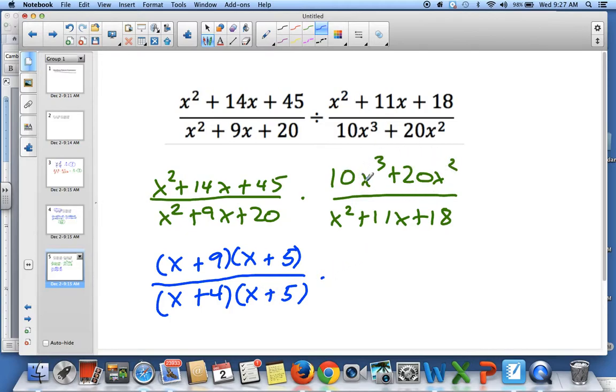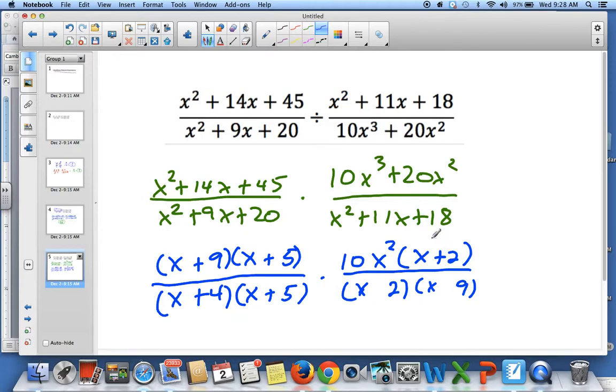This one I look for common factors. That's always what I should do first anyway. Common factors here, that's going to be 10x squared, parentheses, x plus 2. And then the bottom of the fraction is x and x. And I'm looking for numbers that multiply to 18 and add to 11. 2 times 9, and they're both the same sign, both pluses.